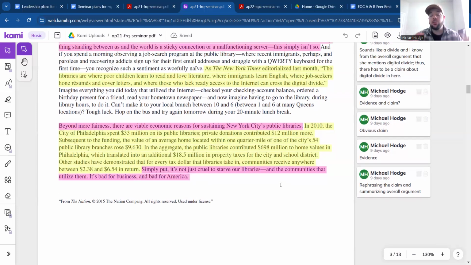Bada bing, bada boom. You now have marked off your claims and your evidence, and you have potentially the correct primary argument, and you do it in 16 minutes. Now, what does that leave you with? If you have mapped out the time properly and you've given yourself around 45 to 50 minutes, you now have somewhere in the neighborhood of 30 plus minutes to write this response.